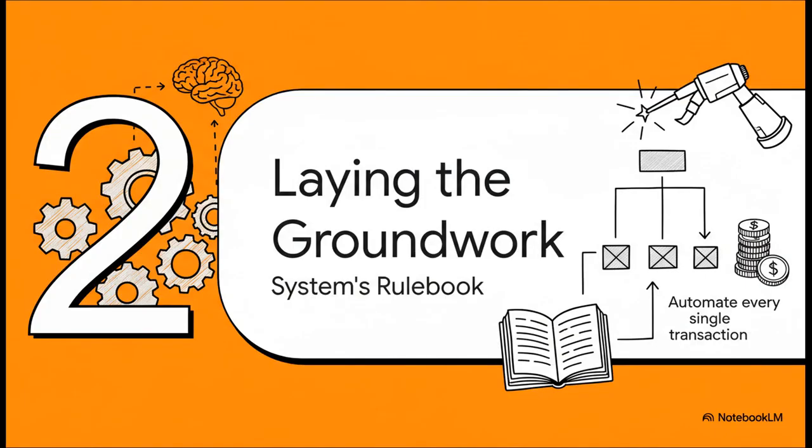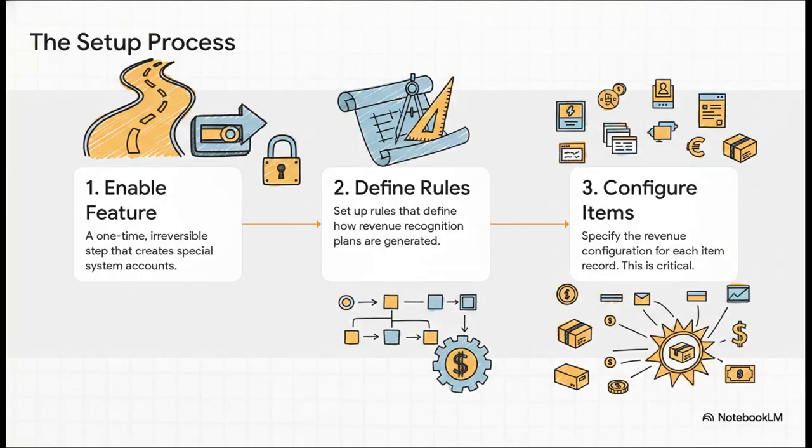Now, before ARM can work all its magic, you have to teach it the rules of the game. This whole initial setup is about building the logic, the rule book, that the system is going to use to automate every single transaction from that point forward. And really, it all boils down to three key things. First, you have to switch the feature on. And I have to warn you, this is a one-way street. Once it's on, it's on for good. Next, you define all your revenue rules. And finally, and this is probably the most critical step of all, you configure your items.